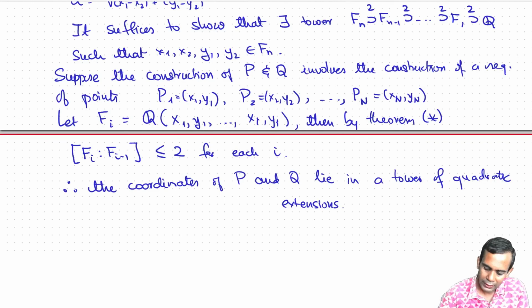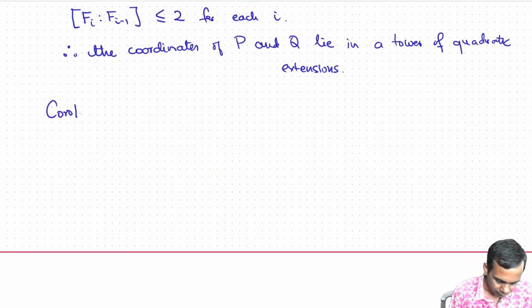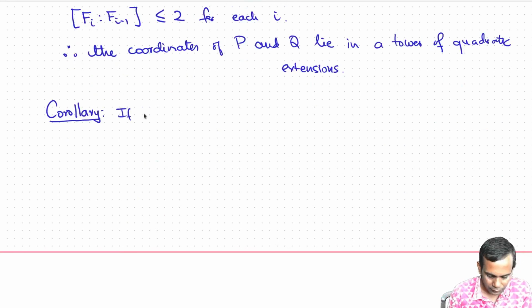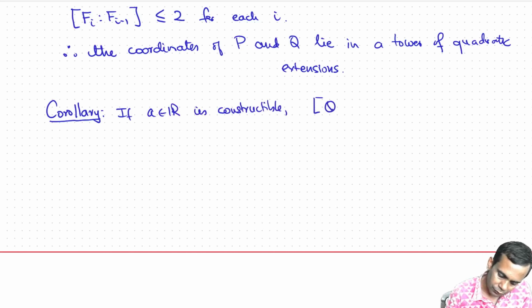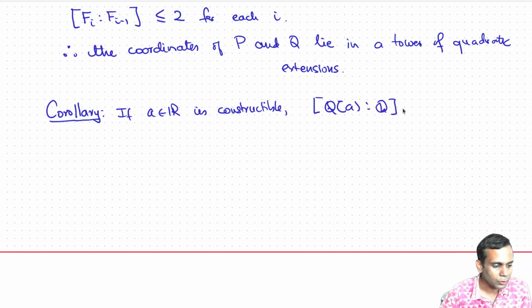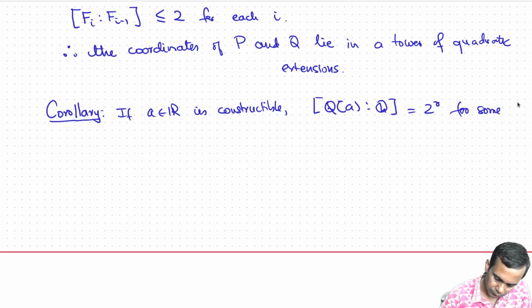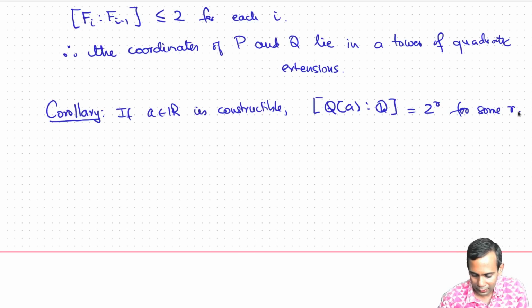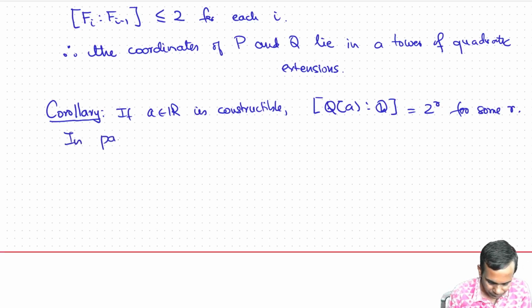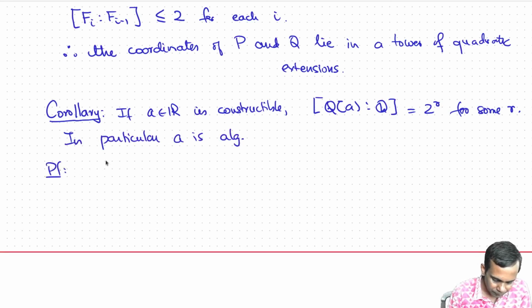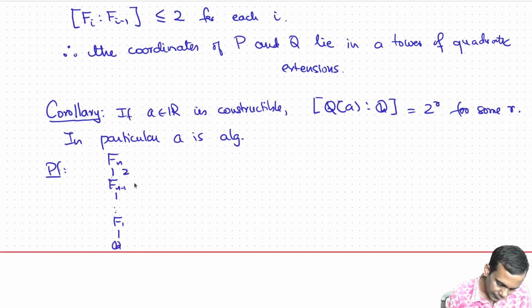As claimed. Okay, a very interesting corollary of this is the following. If a number A is constructible, then you look at the degree of the extension Q(A) over Q. This has to be a power of 2, 2 to the power r for some non-negative integer r. In particular, A is algebraic, of course. This is because if we have a tower Fn, Fn minus 1, down to F1, Q, and each of these extensions is of degree 2, then the degree of Fn over Q is going to be 2 to the power n. It's going to be the product of these extensions.